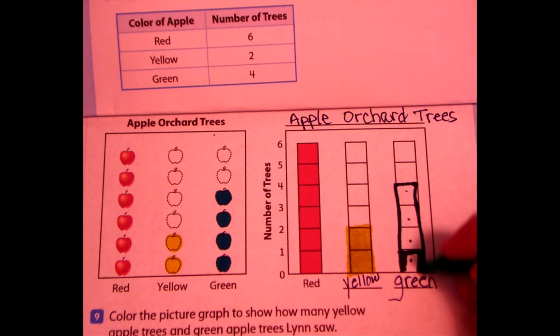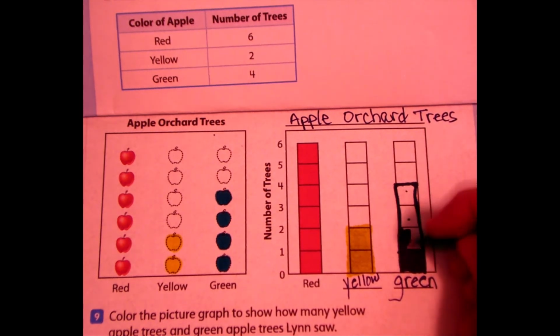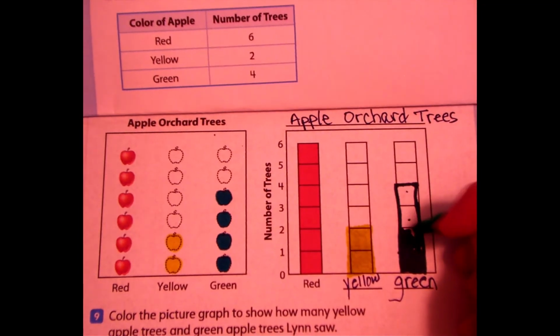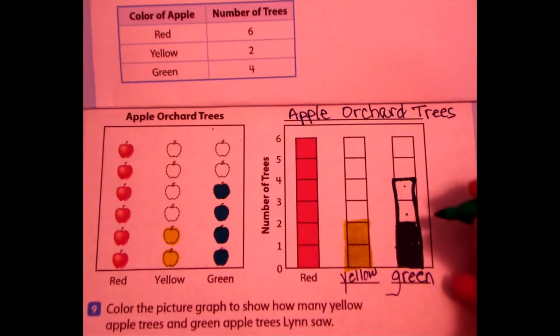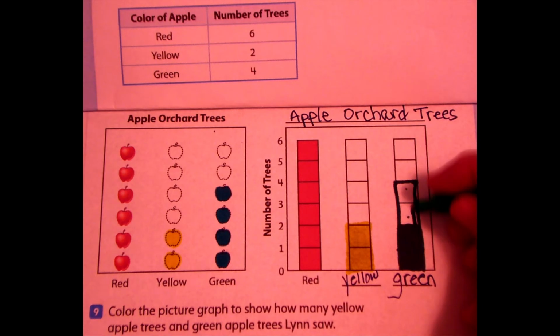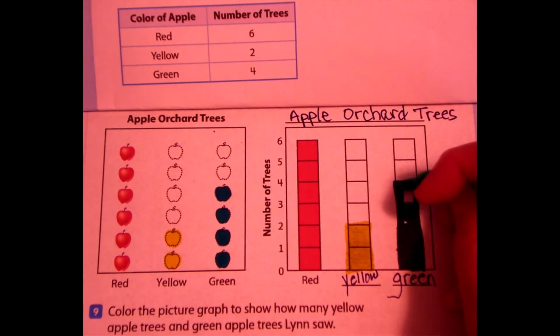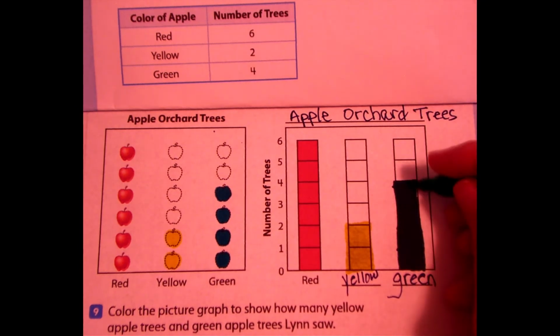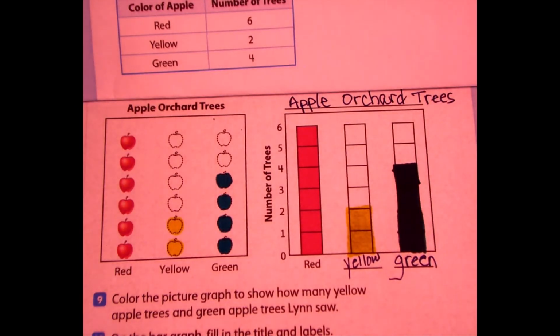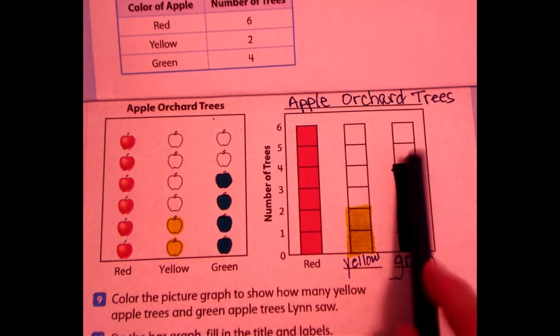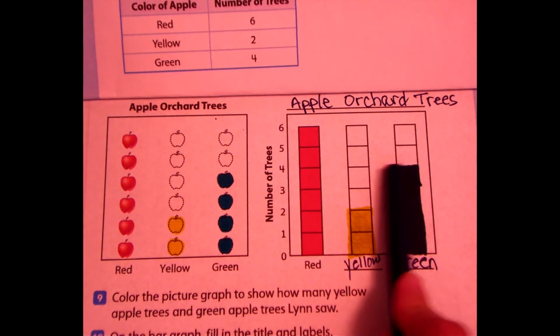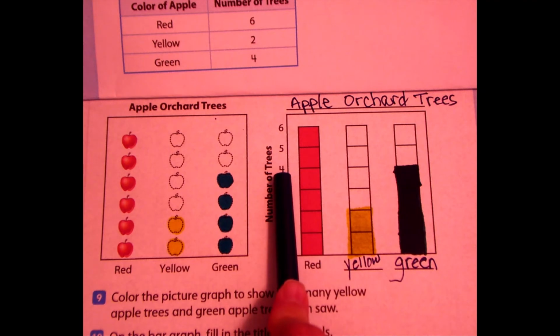Okay, this is 1, 2. Oops, my paper keeps moving here. 3 and 4. Okay. So I've colored my 4 squares. And if I go to the top of my graph, over to the left where the numbers are, you will see it is on 4.